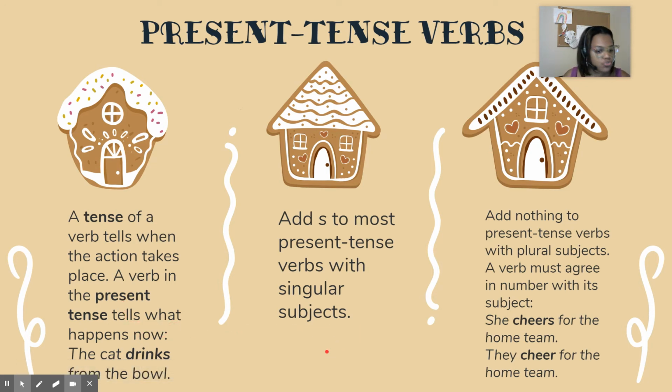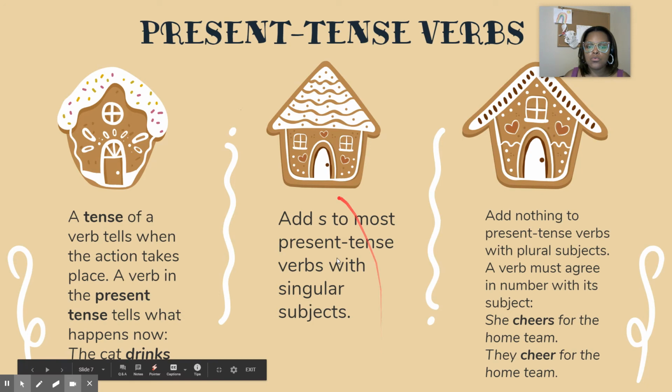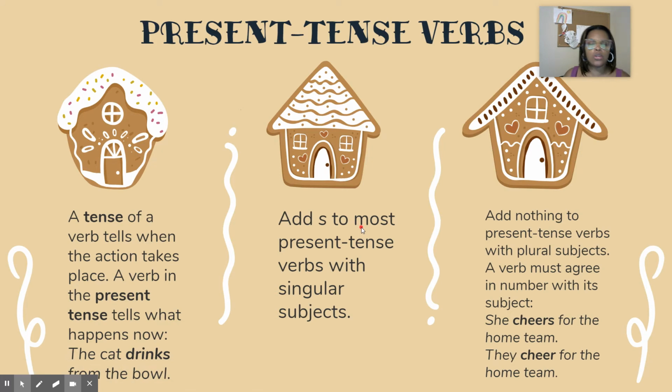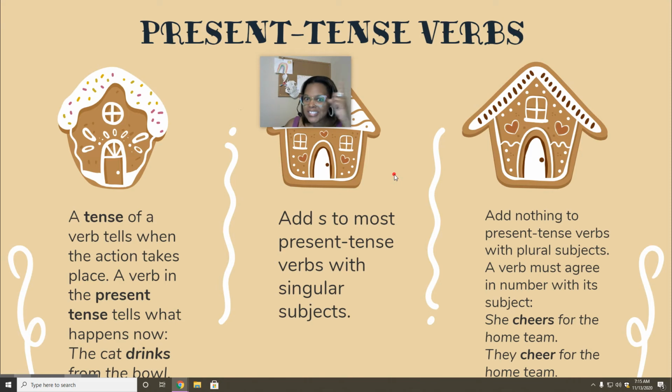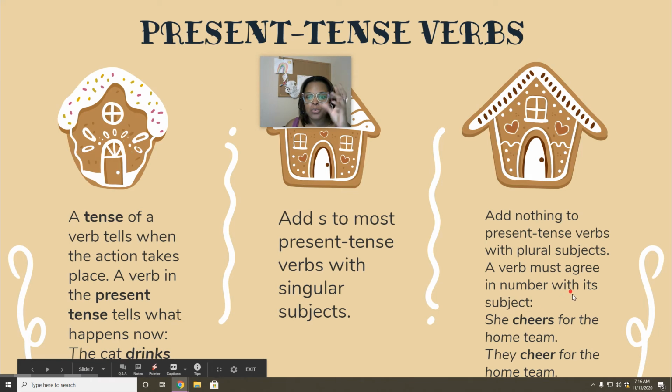For example, the cat drinks from the bowl. That's present tense, that's happening right now. The second rule is add s to most present tense verbs with singular subjects. So as we get into it, there are some special rules, but most of the time, you're going to just add an s so long as it's singular, okay? The last rule says add nothing to present tense verbs with plural subjects. So if it's me and another teacher, no s. No s. Okay? A verb must agree in number with its subject.